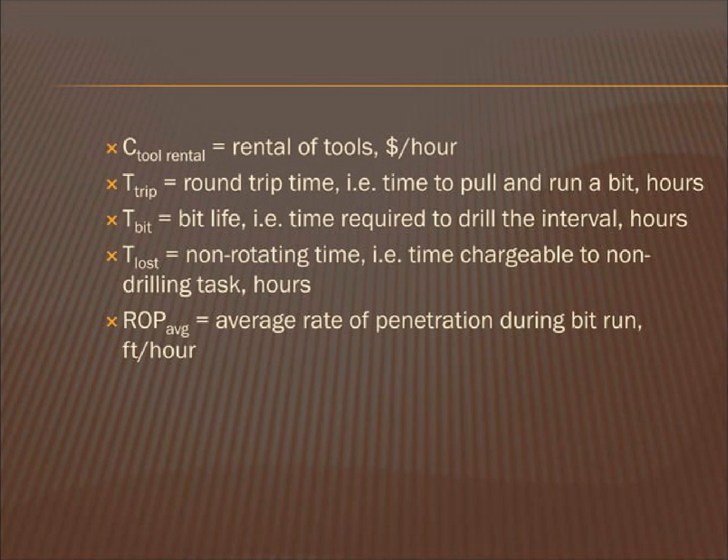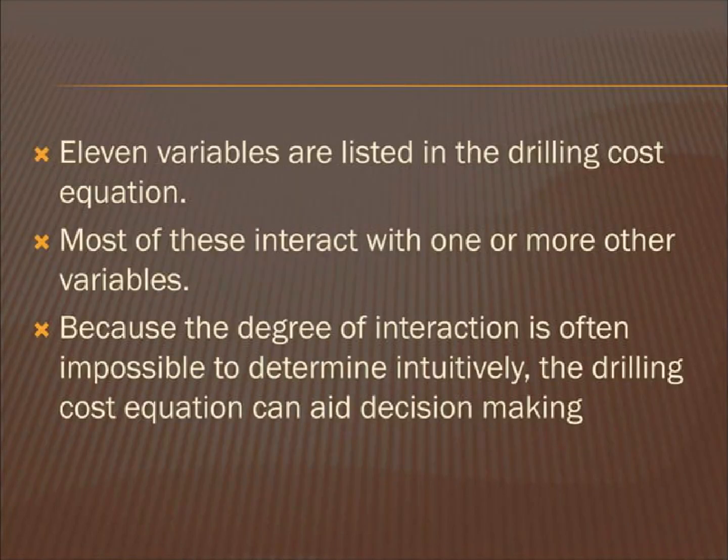Non-rotating time is the time chargeable to non-drilling tasks, and the average rate of penetration during the bit run is in feet per hour. The drilling cost equation lists 11 variables. Most of these variables are interrelated, making it hard to estimate a project's results precisely. However, the equation does provide the means to make more informed and assured decisions.